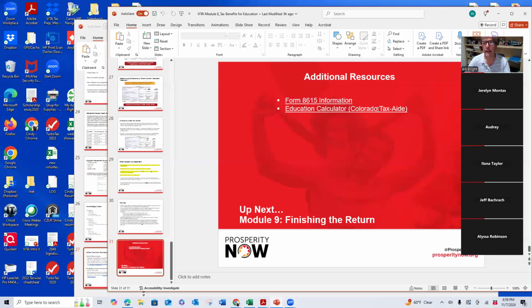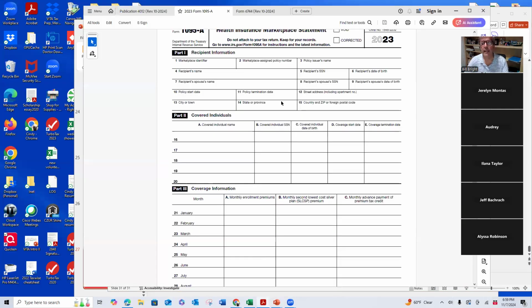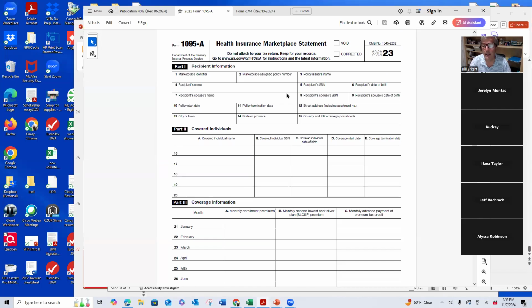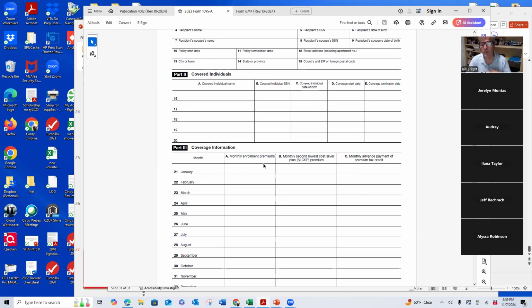Okay, that's that. I just want to spend a few moments here before I wrap up on two things. This is what the 1095-A looks like from the health insurance marketplace. It's going to have the marketplace identifier, the name, when the policy started, when it stopped, all this stuff we have to enter into TaxWise. If there are other covered individuals, and then they're going to indicate here the amounts: the monthly enrollment premiums, the second lowest cost plan, and the actual monthly premium tax credit.